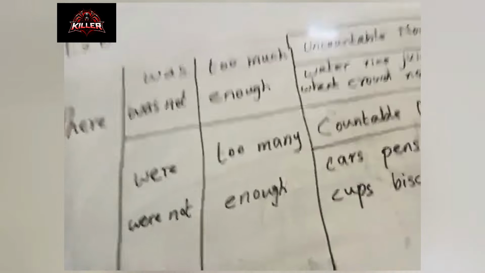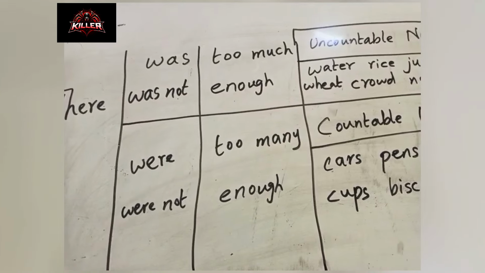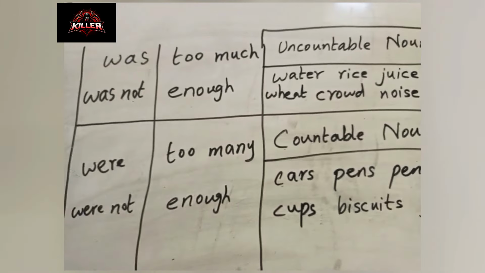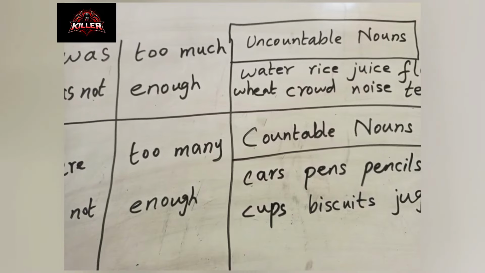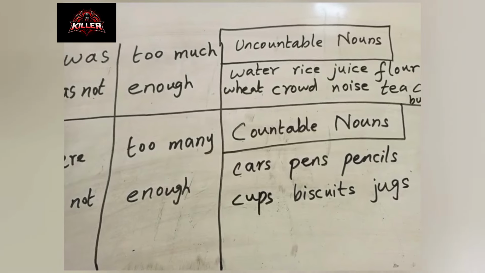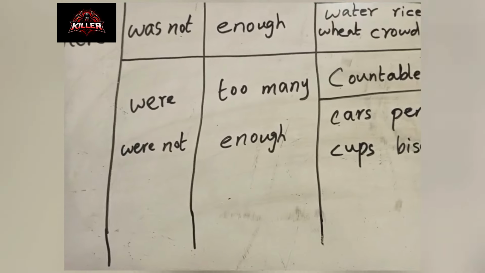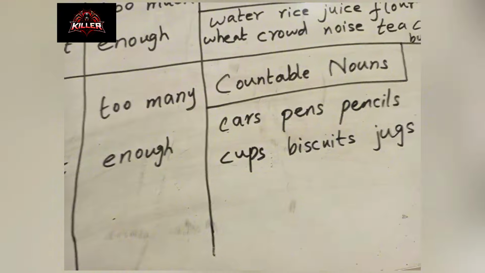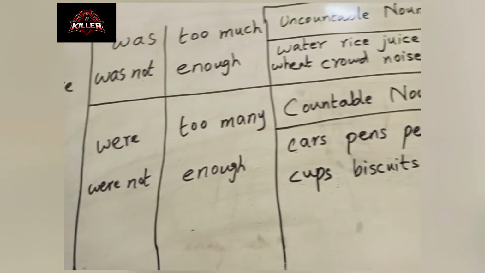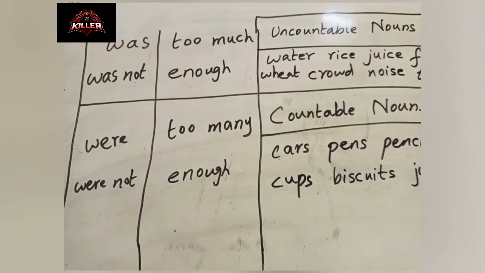Now, one more thing is that you are also going to make some sentences by using not enough. Now, in the case of uncountable nouns, if the thing is not enough, you will use there was not enough. For example, if the water is not enough, you will make a sentence there was not enough water. Or in the case of a countable noun, if the thing is not enough, you will say there were not enough. There were not enough cups. There were not enough jugs. Right? Like this. So, in the case of not enough, again you are going to use was with uncountable nouns and were with countable nouns.